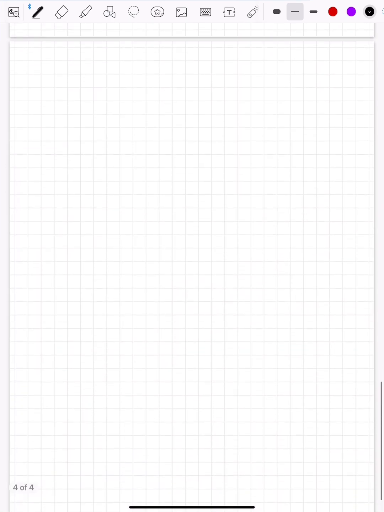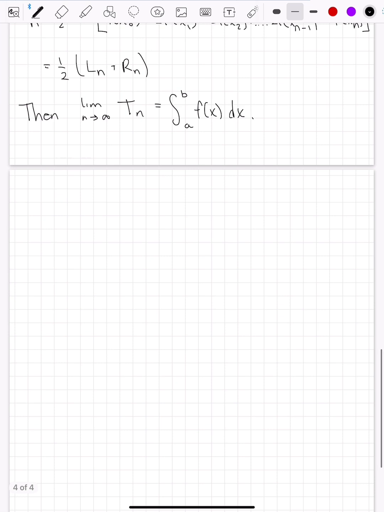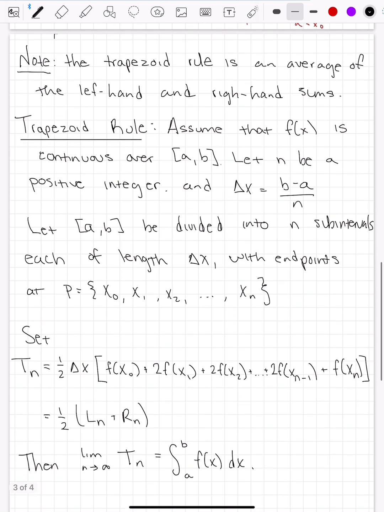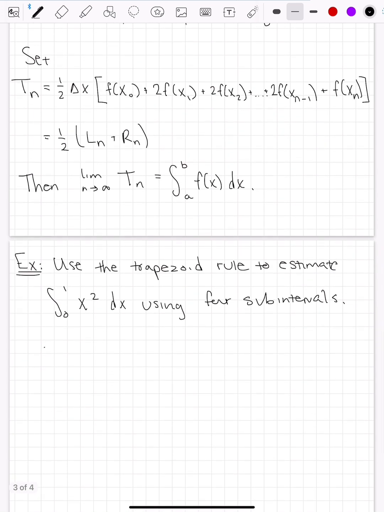So let's do an example using the trapezoid rule. Use the trapezoid rule to estimate the integral from 0 to 1 of x squared dx using 4 sub-intervals. So we know from the statement that n is the number of sub-intervals, so n is equal to 4.